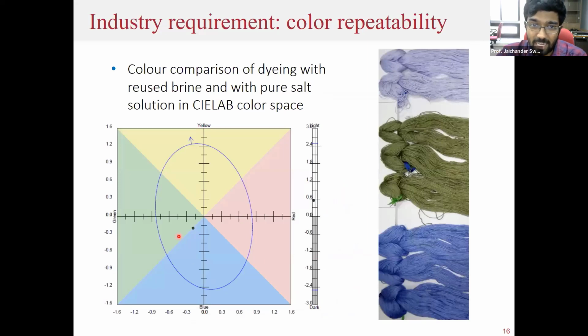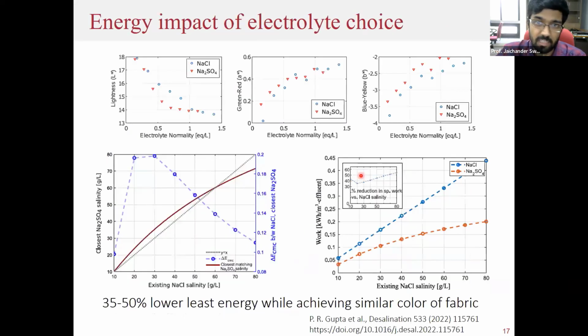So here I'm showing the actual data of a color reproducibility study, where we've used the brine solution and compared it with the dyeing with a pure salt solution. The closer this point is to the origin, the closer the color is to the pure salt solution. And if the point is within this circle, then it is sufficiently good reproducibility. That's the kind of picture that we will use for assessing the reproducibility in this study.